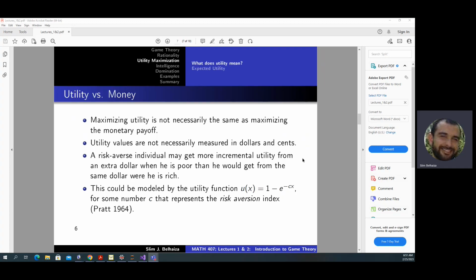So what is utility compared to money? Maximizing utility is not necessarily the same as maximizing the monetary payoff. And utility values are not necessarily measured in dollars and cents. So a risk-averse individual may get more incremental utility from an extra dollar when he is poor than he would get from the same dollar when he is rich. And this could be modeled by some utility function like u of x equals 1 minus e to the power minus cx, for some number c that represents the risk aversion index.